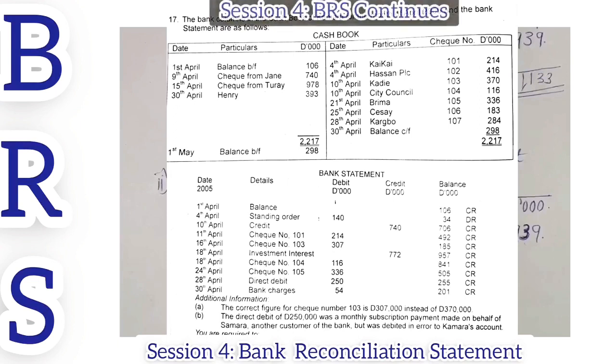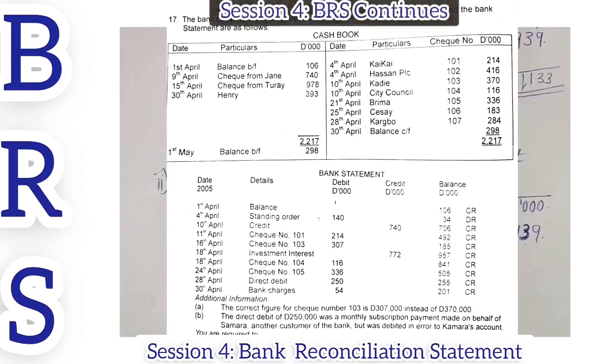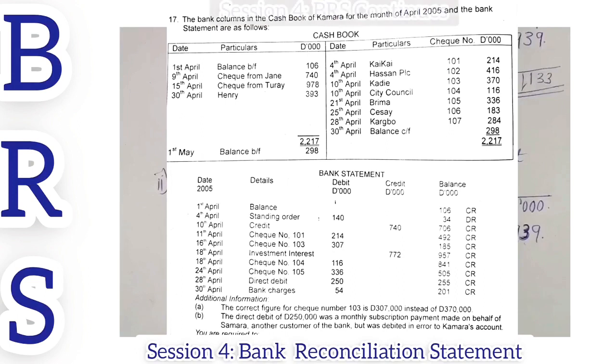Then let's check 103. Yeah, 103, we are already there with that. Then 104 is here. 105 is also there when you check the debit side of the bank statement and the credit side of the Cashbook. Then check 106. Is it on the debit side of the bank statement? No, it is not there. So 106 is noted as an unpresented check.